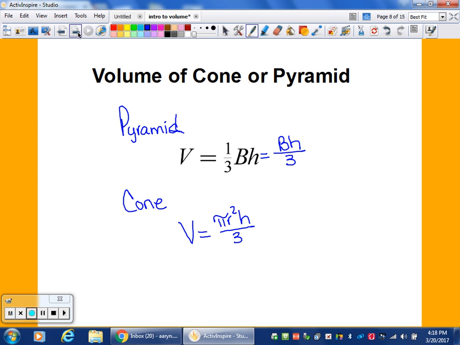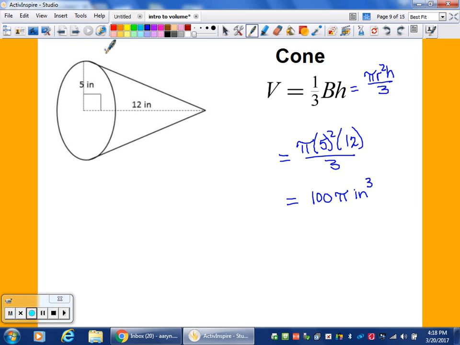So now let's do some problems. Here is your basic cone, which I know is pi r squared H over 3. So I plug everything in. 5 is the radius. I square that, it's 25. Multiply that by 12, divide by 3, and I get that the volume is 100 pi inches cubed.